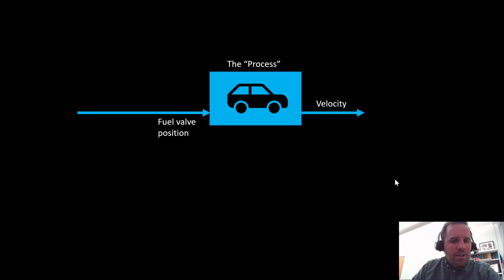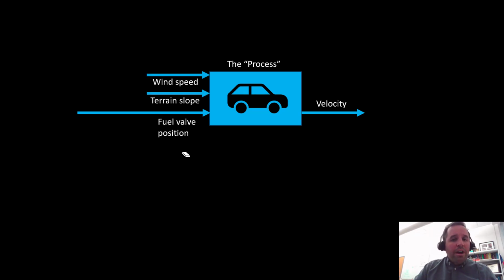Inputs to this particular process might include certainly the fuel valve position. So this is our independent variable, also known as a decision variable or a manipulated variable. Basically, without cruise control, this is the thing that we're actually physically changing in the car to get some desired output, which would be our velocity. Those environmental variables like wind speed and terrain slope, we might call those disturbance variables. Those can disturb our process. They can affect our velocity, for example, but we have no real control over them.